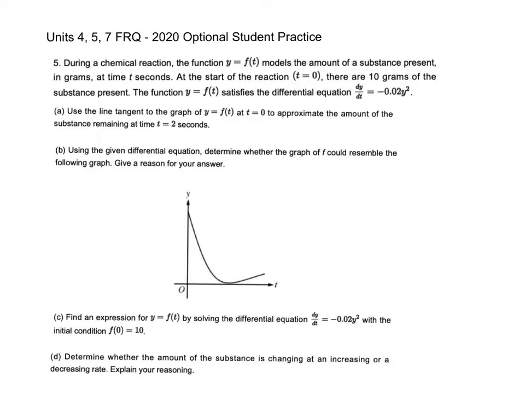During a chemical reaction, the function y equals f of t models the amount of a substance present in grams at time t seconds. At the start of the reaction, t equals 0, there are 10 grams of the substance present. The function y equals f of t satisfies the differential equation dy over dt equals negative 0.02y squared.